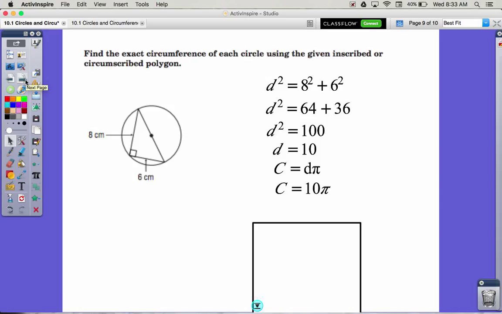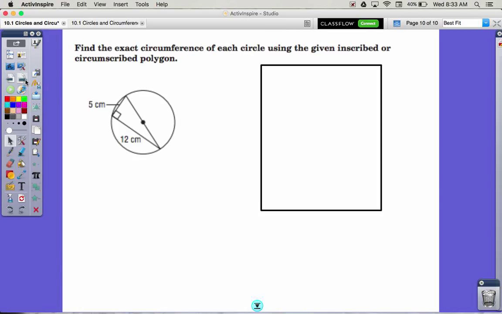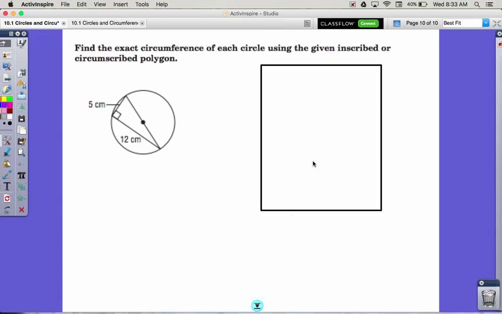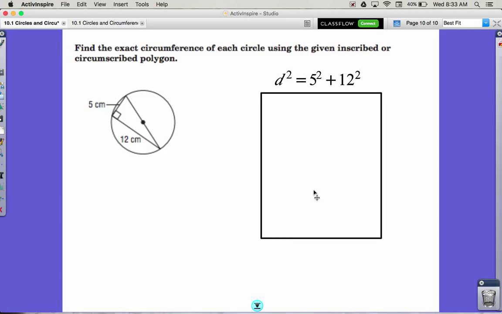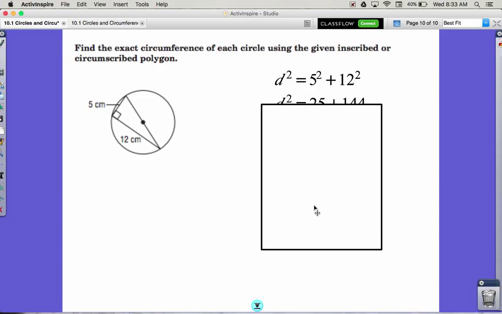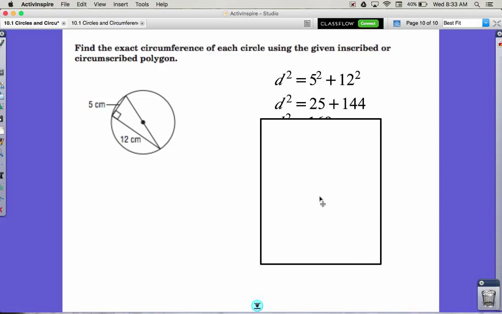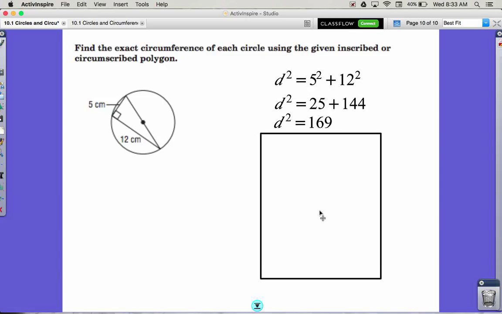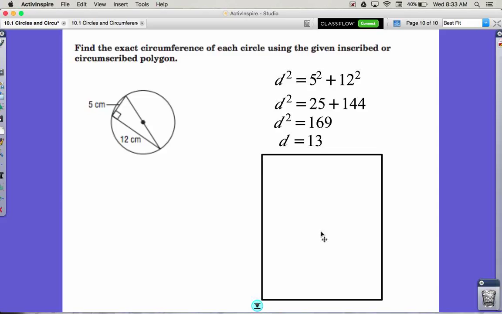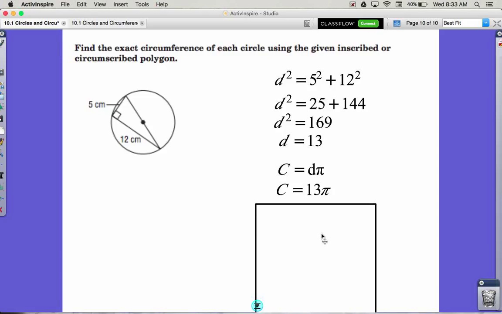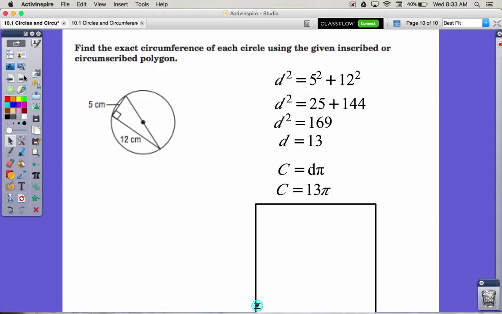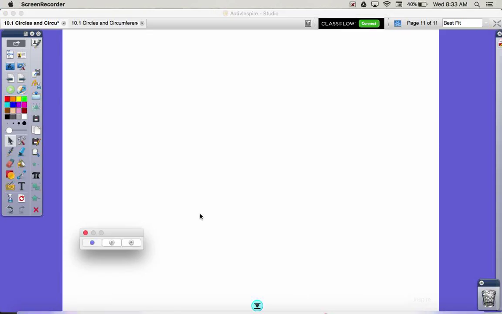Find the exact circumference. So pause the video and try this one on your own. So in this case, your diameter squared equals 5 squared plus 12 squared. Diameter squared equals 25 plus 144. So the diameter squared equals 169. So diameter equals 13. And circumference equals the diameter times pi. So the circumference equals 13 pi. And that's it. Good luck.